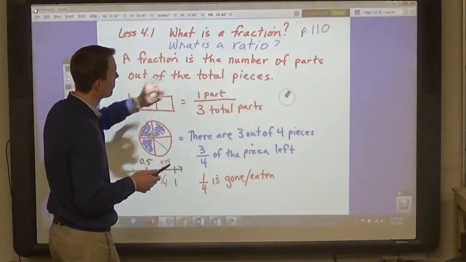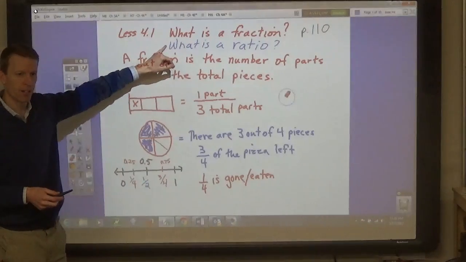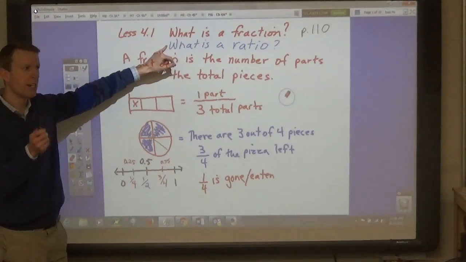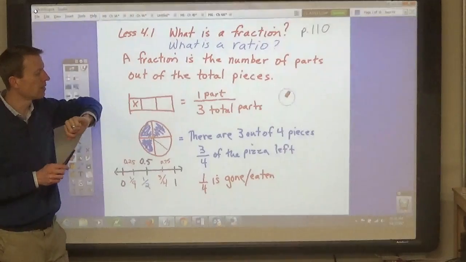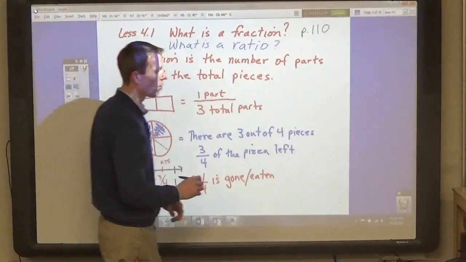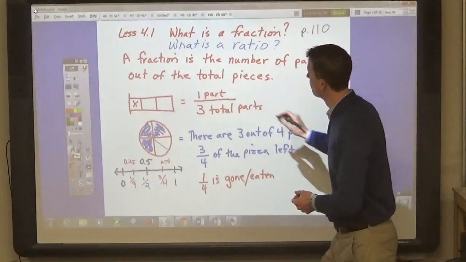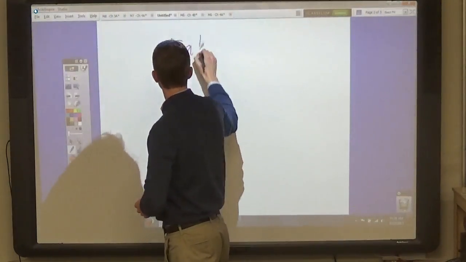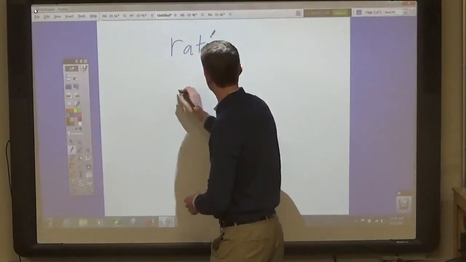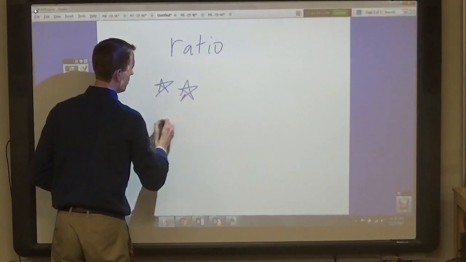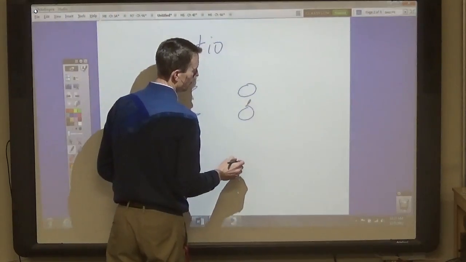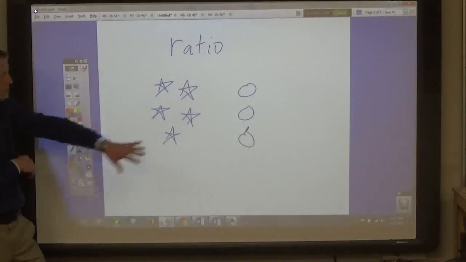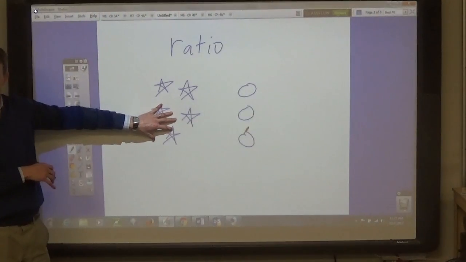A ratio is a fraction that compares two different amounts, or two different things, I should say. Okay? A ratio is, for example, if we had a drawing of, let me put it this way, let me draw a ratio of stars to circles. Okay? These are two different things, and we can write those two different things as a ratio.